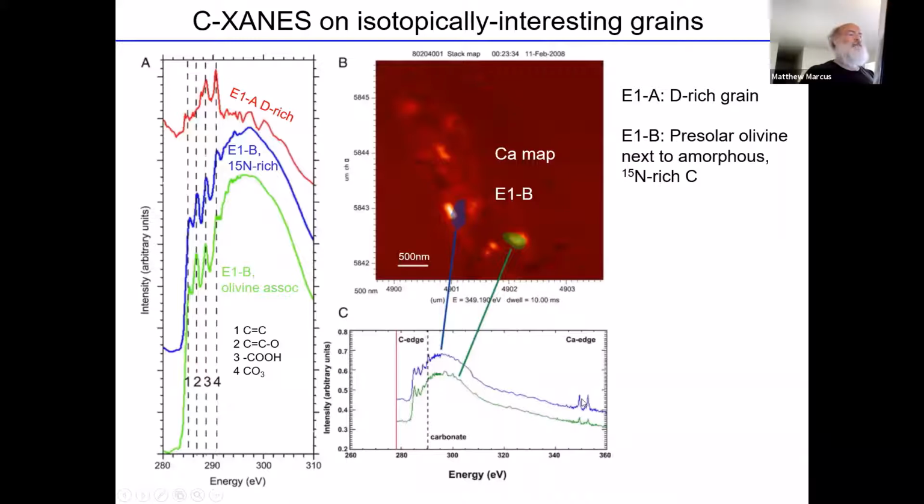And so you've got calcium, you've got carbonate, so the obvious conclusion is calcium carbonate. And if you really take good data, you can see some little details around in the pre-edge, which might tell you something about what calcium carbonate it is. We already saw these two grains; this is the E1B, that pre-solar olivine that I mentioned.